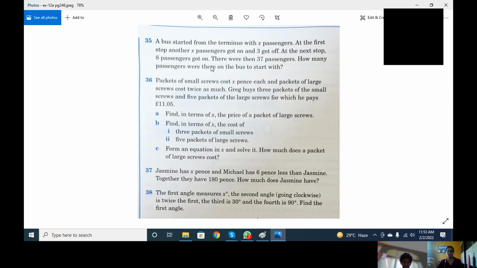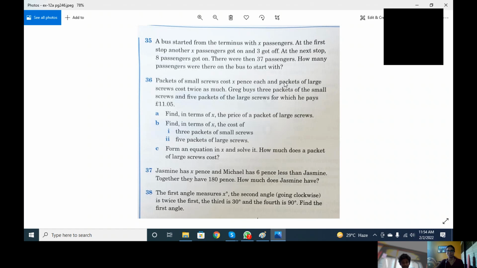A bus started from the terminus with X passengers. At the first stop, another X passengers got on and 3 got off. At the next stop, 8 passengers got on and there were 37 passengers. How many passengers were there on the bus to start with?